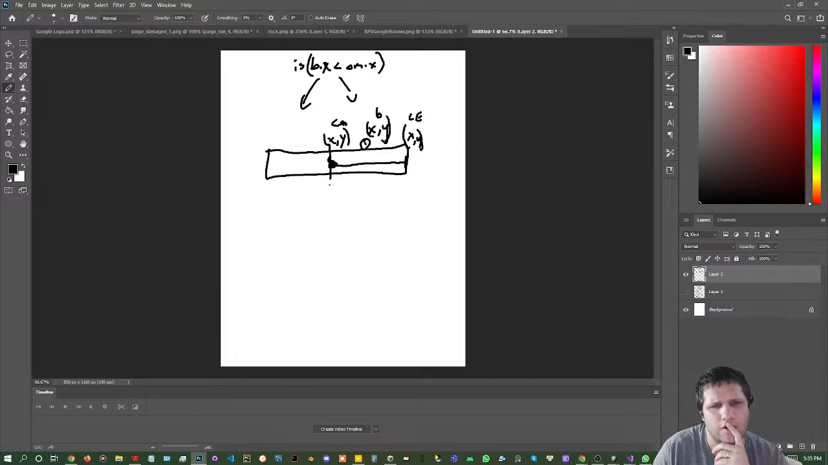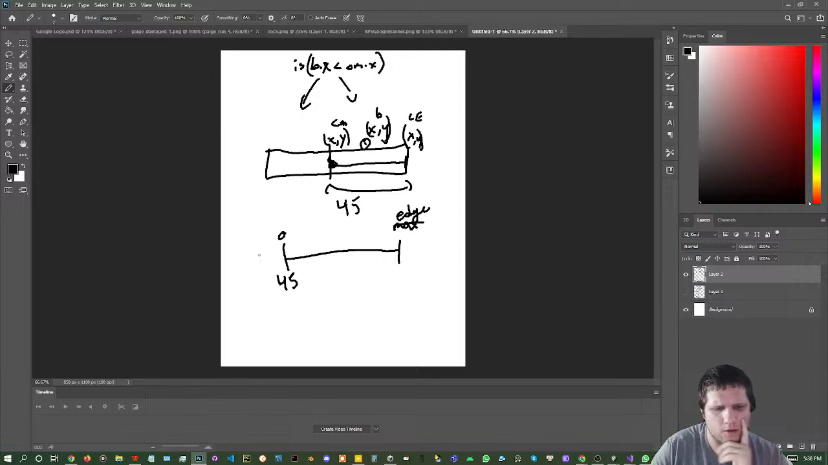So we need to convert this distance to 45, where 0 is equal to 45, and whatever the max is, or the edge. What? Oh, sorry. 0 will be equal to 0, and the max edge is going to be equal to 45.